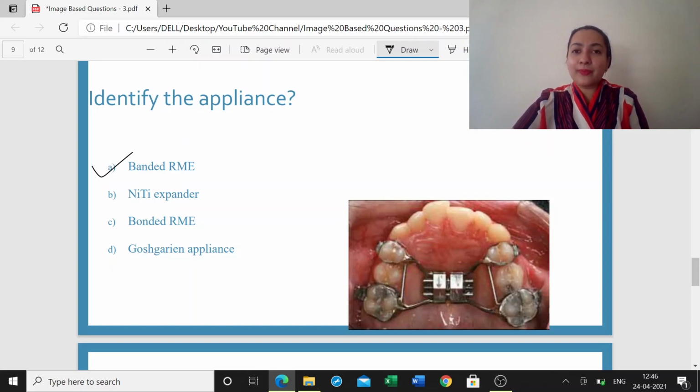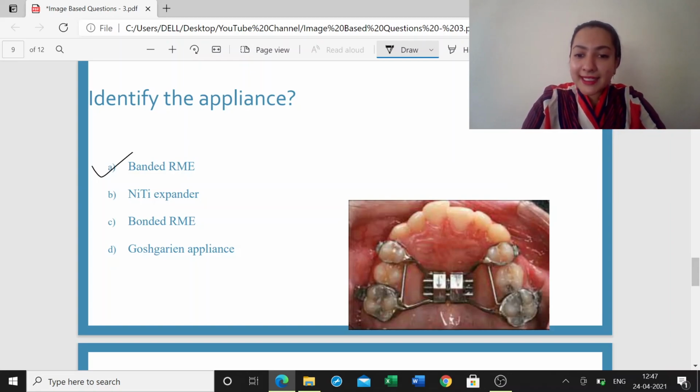Okay, sometimes what happens, my maxilla is not expanded to the extent it should be. Okay, it can be collapsed or it is narrow. So then you need to expand. When you're expanding, it can be rapid expansion or slow expansion. So RME stands for rapid maxillary expansion. Since this assembly is attached to the molars and premolars which are banded, it is known as banded RME. It can be bonded also to the tooth structure, then it becomes bonded RME.